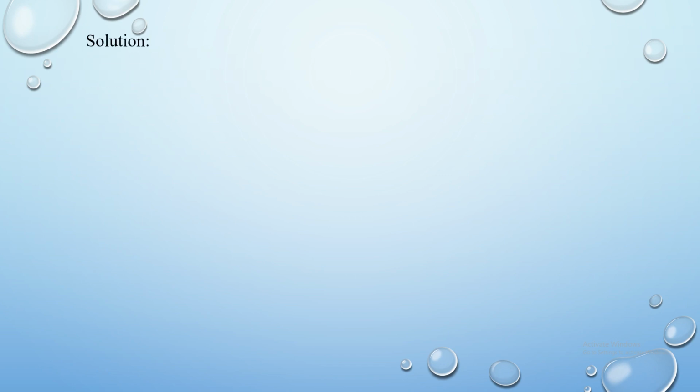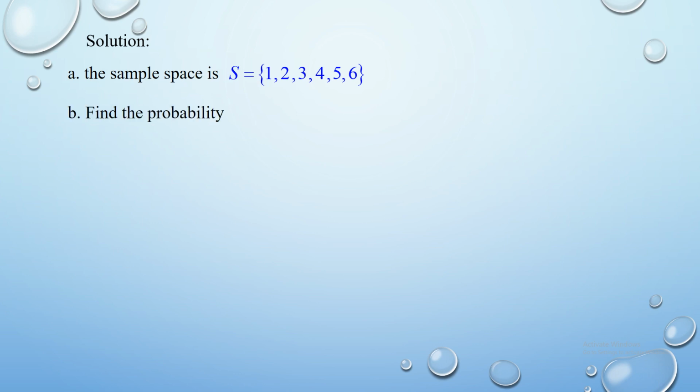Okay, now move to our solution. Question A, to identify the sample space. The sample space of rolling a fair die once is... B. Find the probability of getting 1. Even numbers. Like what you observe, how many numbers are even? In the sample space, we have 2, 4, and 6 as even numbers. So the probability of even numbers is 3 out of 6, equal to 0.5.